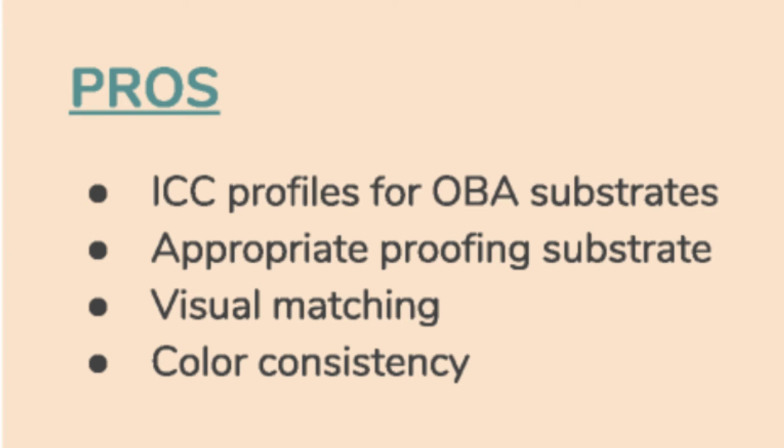Without M1 standards, the colors may read the same between a proof with non-OBA paper and a print on an OBA substrate, but what the human eye sees is vastly different. And above all, the pro to using this standard is the color consistency that it allows you to have, which greatly impacts the brand identity and overall quality of a product.